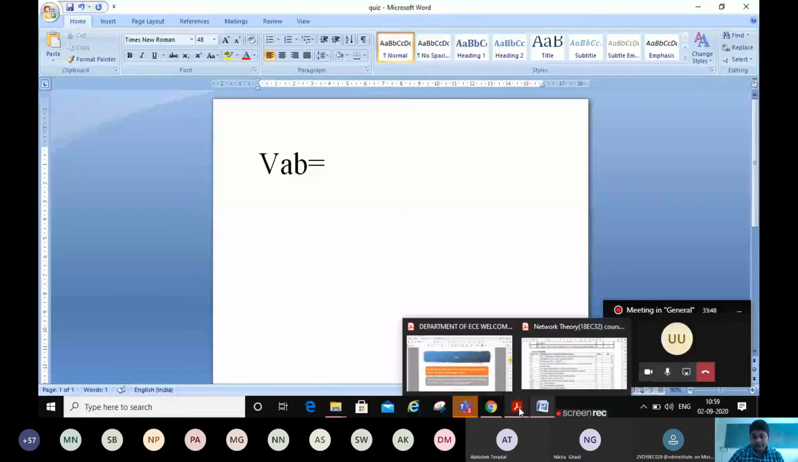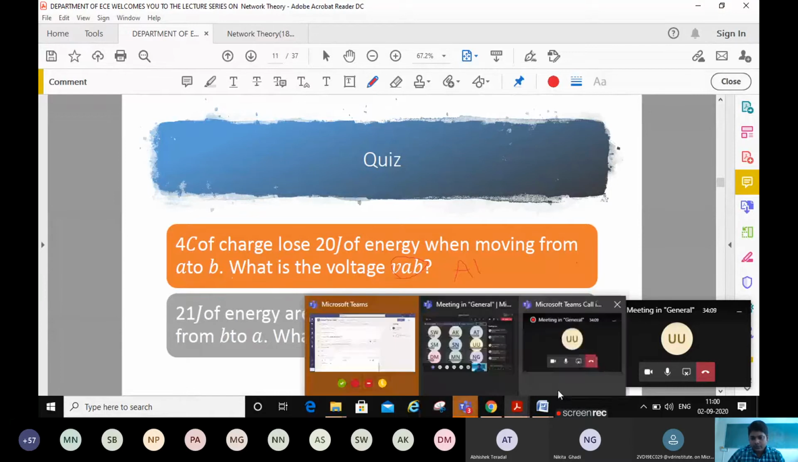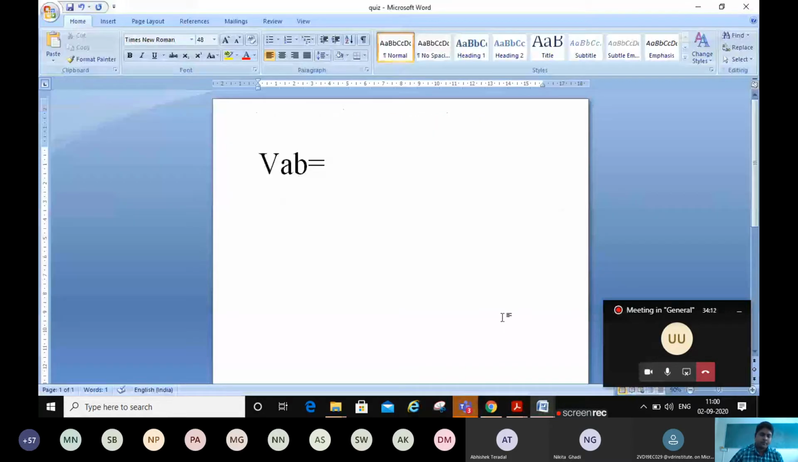What is the question there? 4 coulomb of charge lose 20 joules of energy when moving from A to B. So it is already mentioned as A to B. Check the charge direction. They are specifying that the energy is being lost, right? So now you just need to have 20 joules divided by 4 coulombs. This answer will be how much? +5.